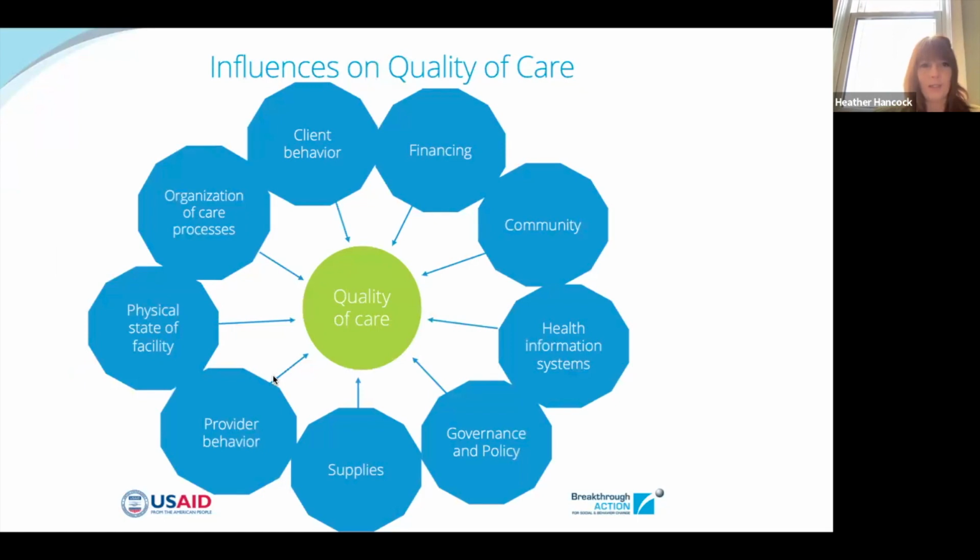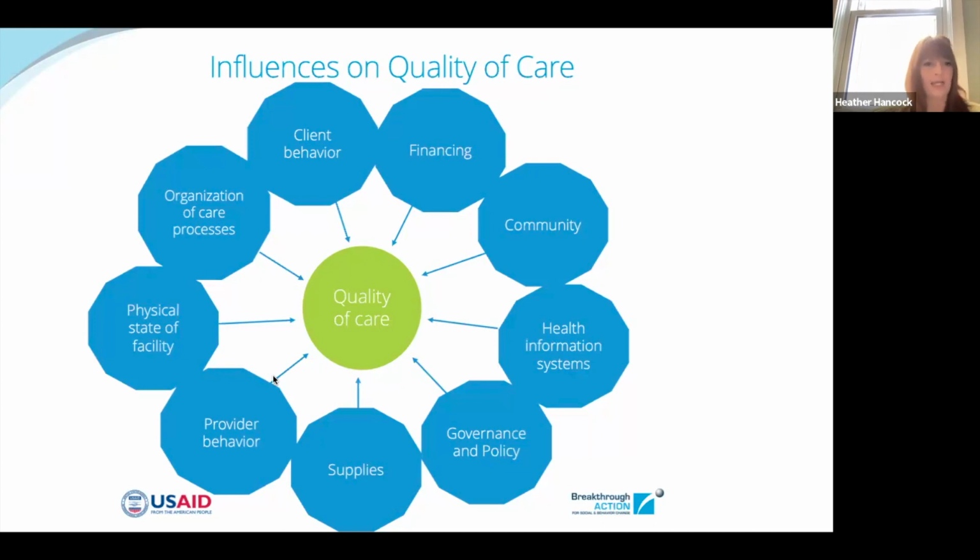So a few influences on quality of care. Again, I don't think this is a comprehensive list, but these are several of the elements, things like governance and policy. So the kinds of policies that are in place, the standards, the leadership and accountability mechanisms, financing. So what kind of funding is available for services, for the workforce, for training, and commodities. And then looking at supplies and commodities. Are there functional commodities and supplies available at the point of service? Is there technology or equipment available to do their jobs? The physical state of the facility, do they have running water? Is there electricity? Do they have private spaces for consultations?